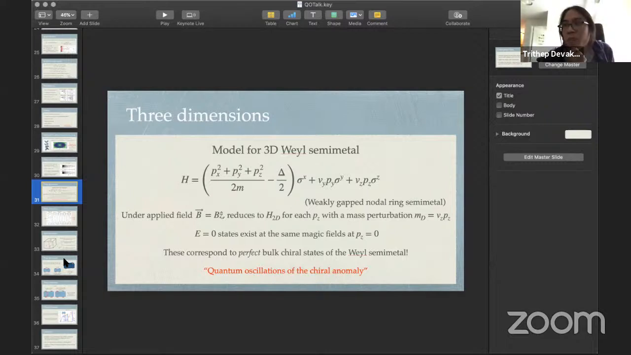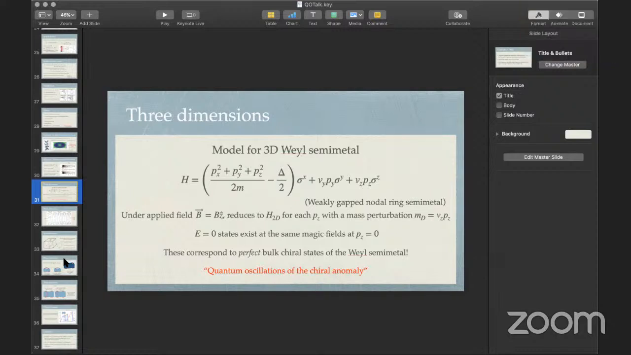Right, and with disorder now, you don't have these perfect chiral states anyway, right? There's always going to be scattering between them. So there'll be some correction, but yeah.